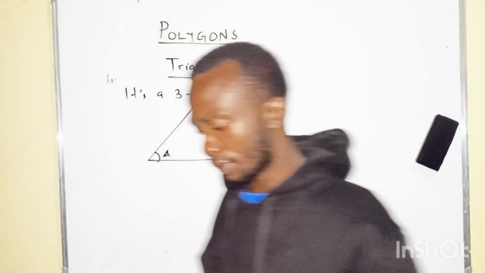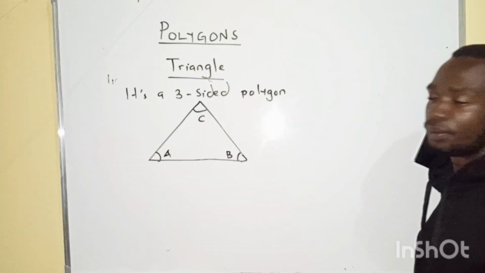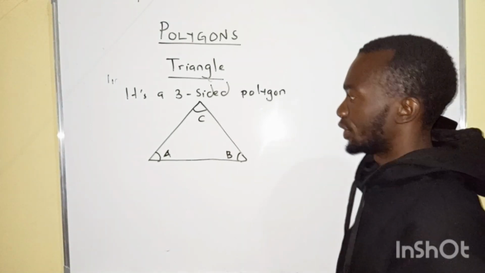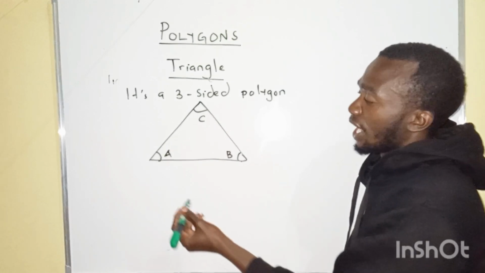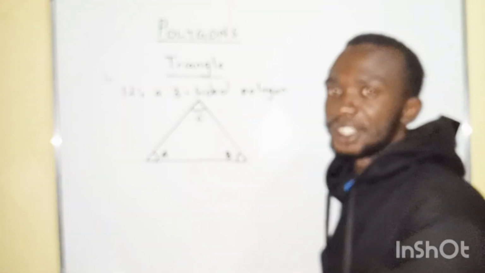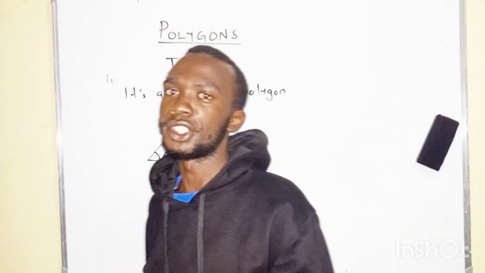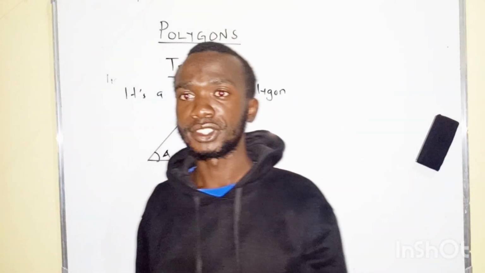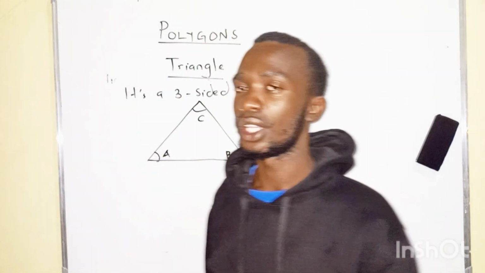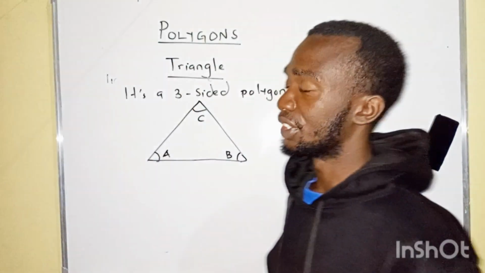Now, from the knowledge of a triangle, we know that when you take A plus B plus C, the angle at point A plus the angle at point B plus the angle at point C should always give you a total of 180 degrees. That is the basic knowledge you know about the triangle. Any given triangle, being a right angle triangle, an isosceles triangle, or a scalene triangle, the sum of those angles should always give you 180 degrees.